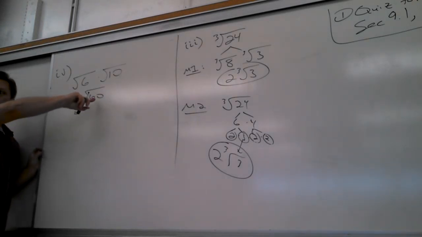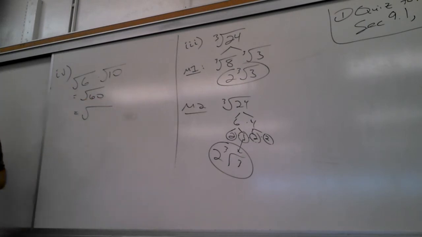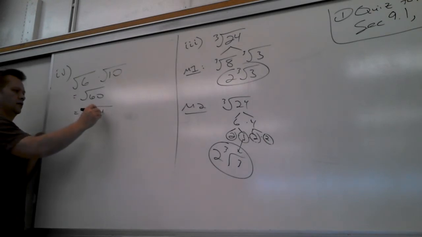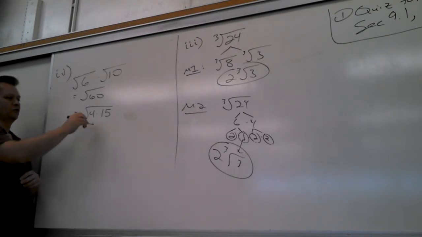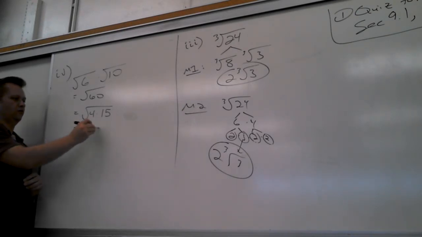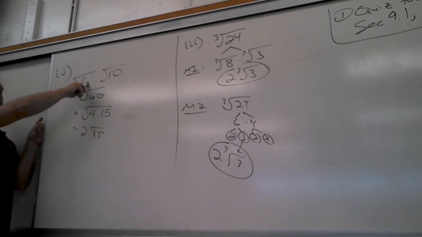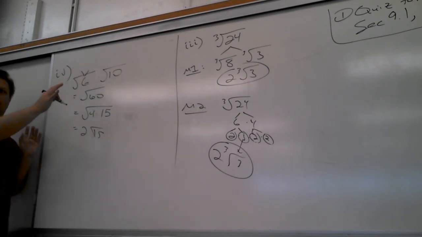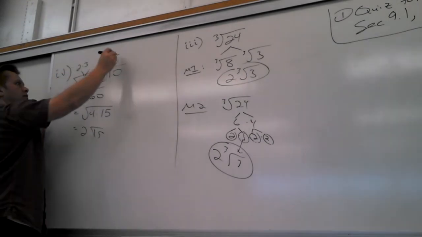Of course you can. How can you rewrite 60? What number that goes into 60 is square rootable? 4 times 15. Square root of 4 is 2 times the square root of 15. How could you see that from the beginning? How did I make this problem? How did I know it's going to work? 6 has what in it? 2 and 3. And 10 has 2 and 5.